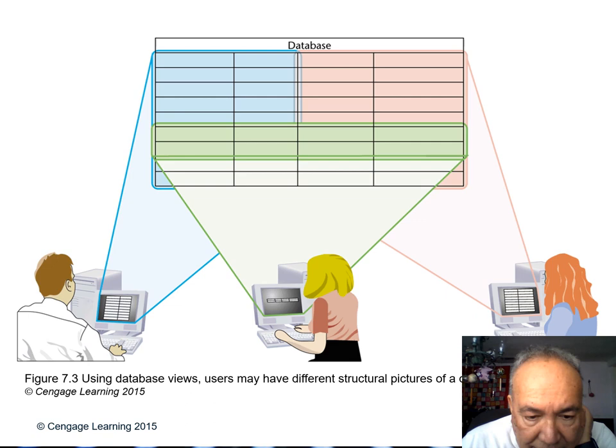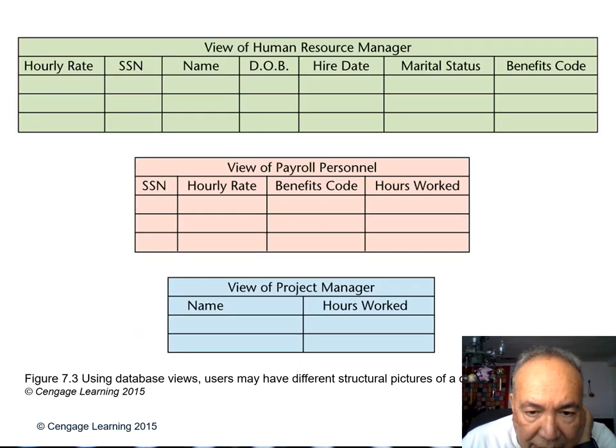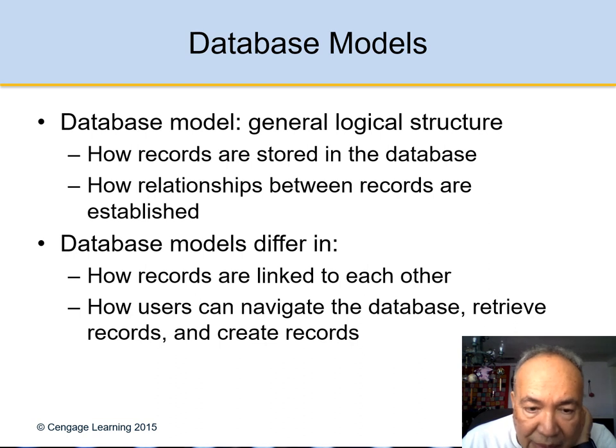So here are the database administrators. View of the human resource manager, view of the payroll. These are different people who are trying to get some information from the database: the human resource manager, payroll, and the project manager. So the human resource manager, this is the information they need. The payroll manager, these are the pieces of information that they need. And the project manager, just the name and the hours worked of each employee. So they can select what information they want to get.